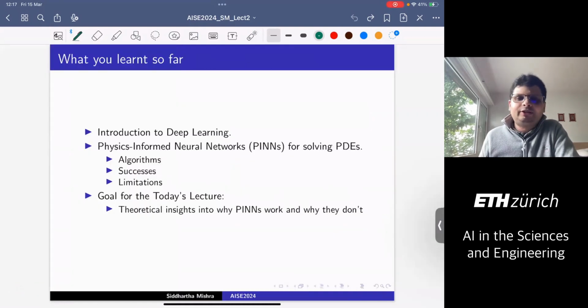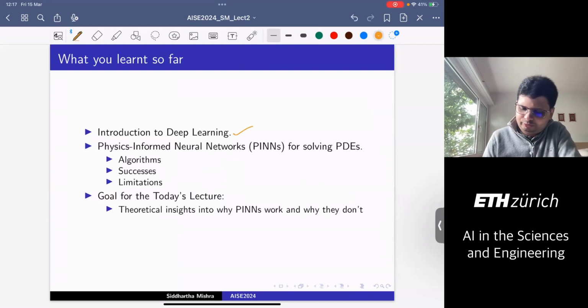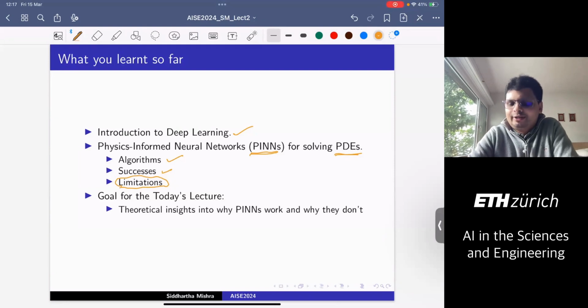So what have we learned so far? Just a quick recollection. We have had an introduction to deep learning, and then for the last several lectures, Ben has been teaching you about physics-informed neural networks, or PINNs, for solving PDEs. He has taught you algorithms, and also the various successes of these algorithms, as well as a few limitations. So this has been the content so far.